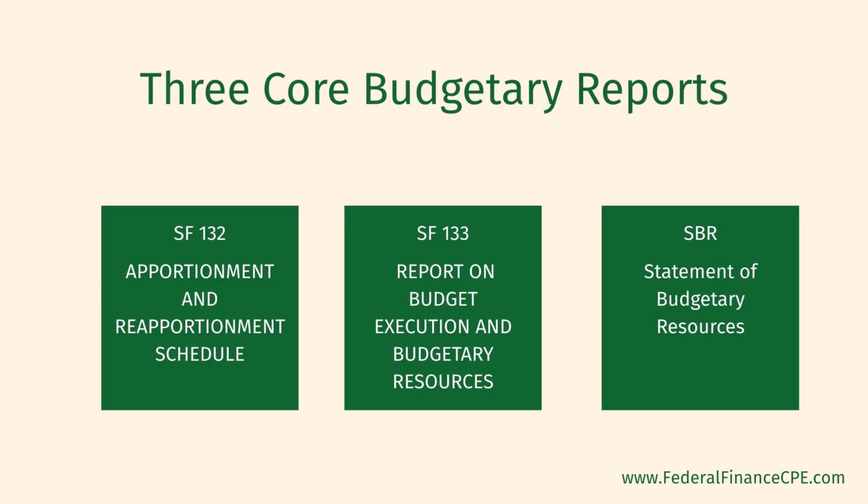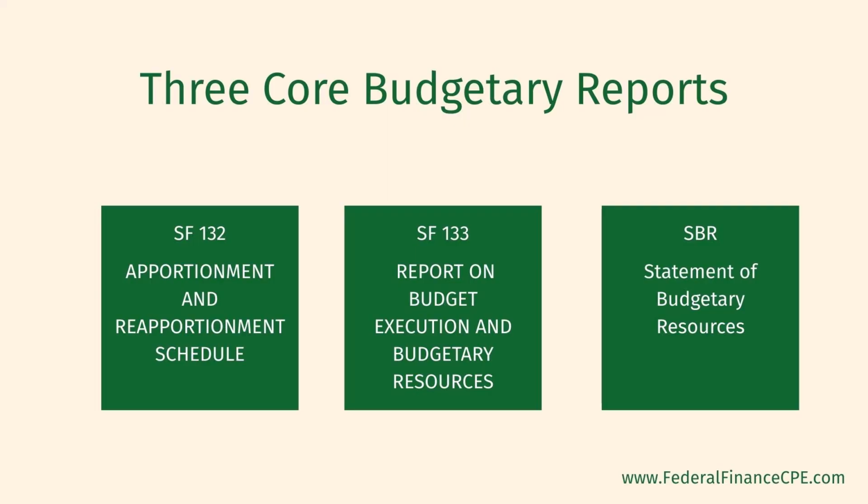The SF-132, the apportionment and reapportionment schedule, is created by the Office of Management and Budget. This is an apportionment schedule, so it's apportioning funds out to the agencies. An appropriation is created by Congress, and then OMB apportions the funds based on the various budget authority in there to the different agencies, telling them what to spend and when.